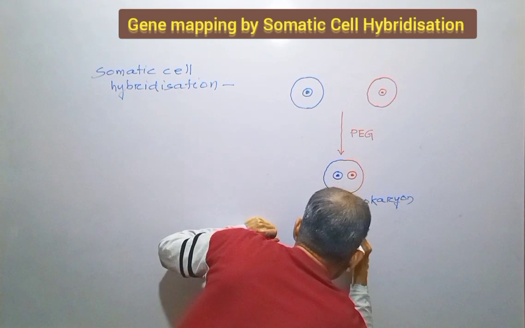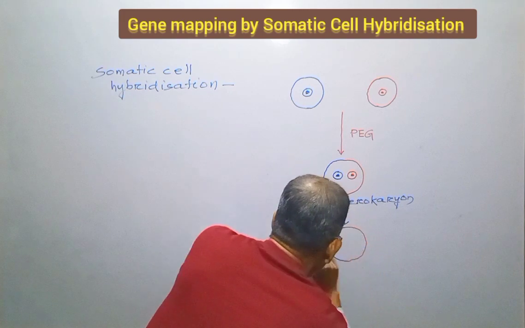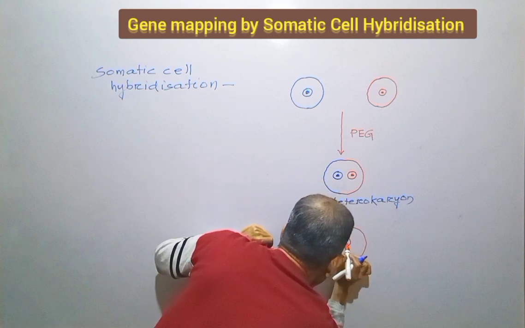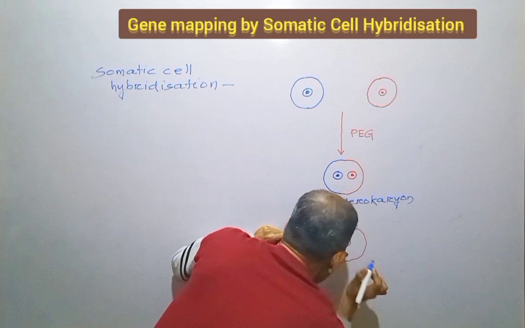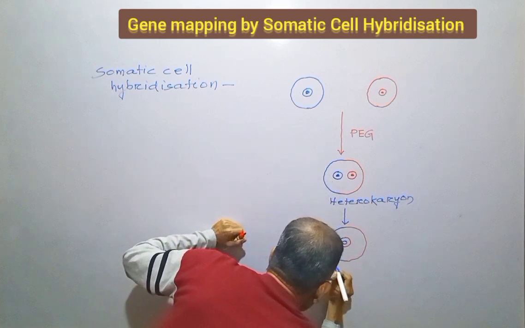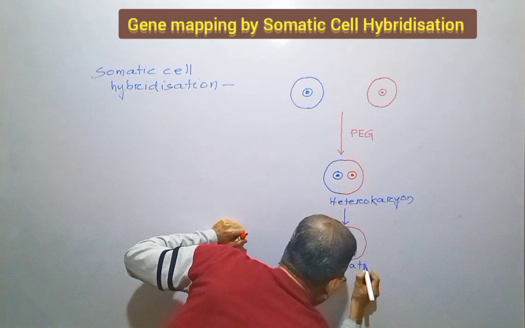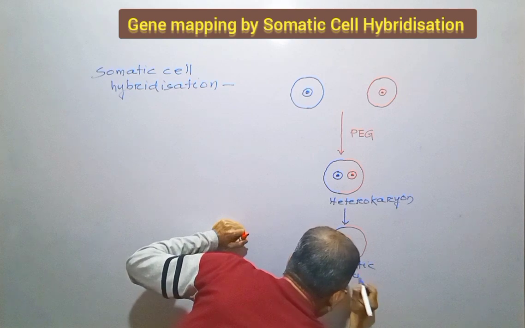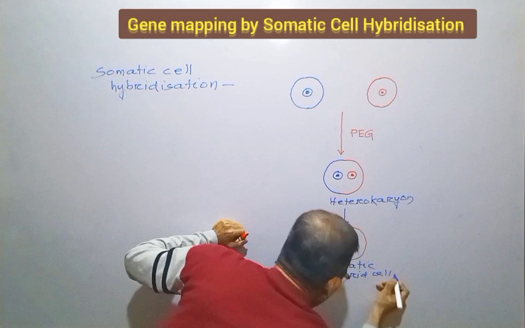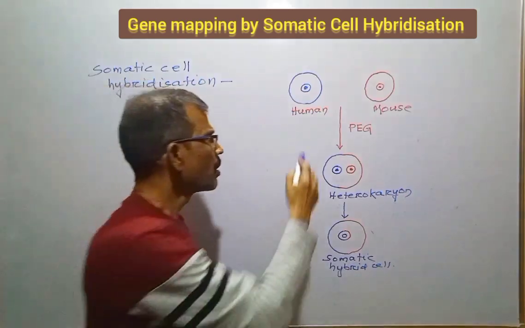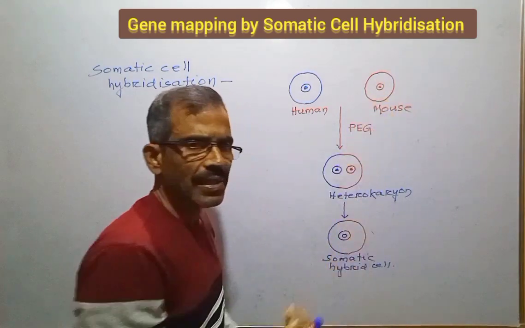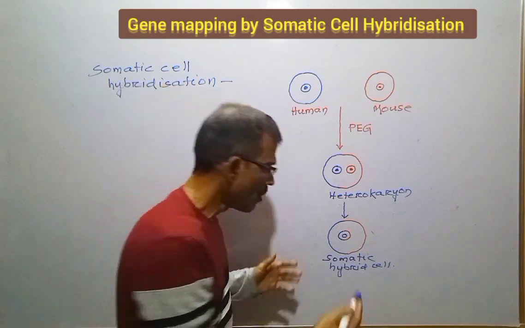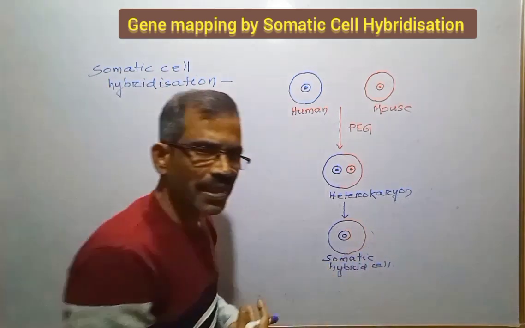That results in the formation of a somatic hybrid cell. For example, human and mouse somatic cells can be fused in the presence of polyethylene glycol to form a human-mouse somatic hybrid cell.